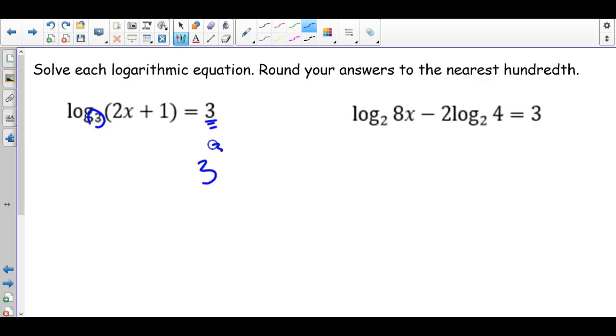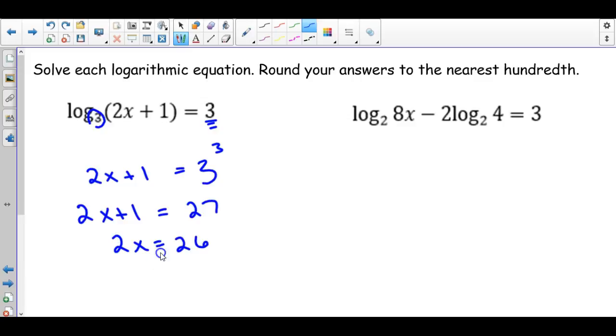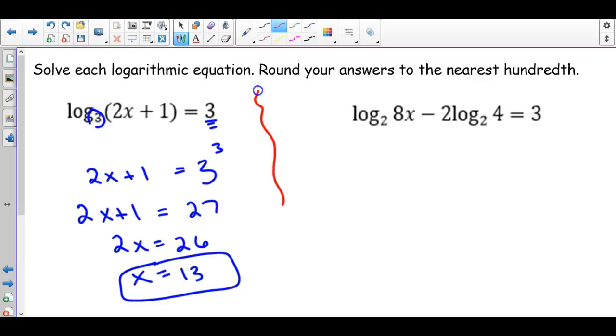So I would write it as 3 to the third, and then writing in exponential form would get rid of the log, and I would have 2x plus 1. So I'm going to bring that 2x plus 1 down. 3 to the third power is 27. I can subtract 1 on both sides, and then divide both sides by 2. So x equals 13. And that would be your answer for the first one. So these ones are a little bit shorter.